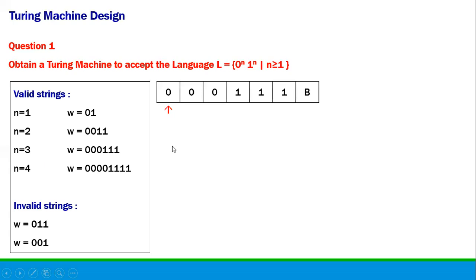I'm taking n as 3. So the string will be 0, 0, 0, 1, 1, 1, and I'm terminating with a blank character. Initially the read-write head will be pointing to 0.